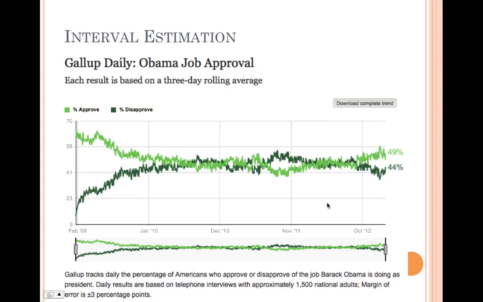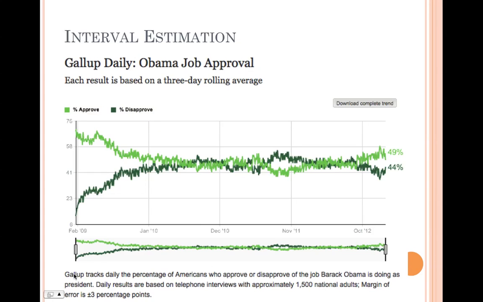Now, this approval rating was taken in October of 2012. And at the time, 49% of people in the survey or in the sample, that's the light green, approve of the job the president is doing, and 44% of people in the sample disapprove of the job the president is doing.